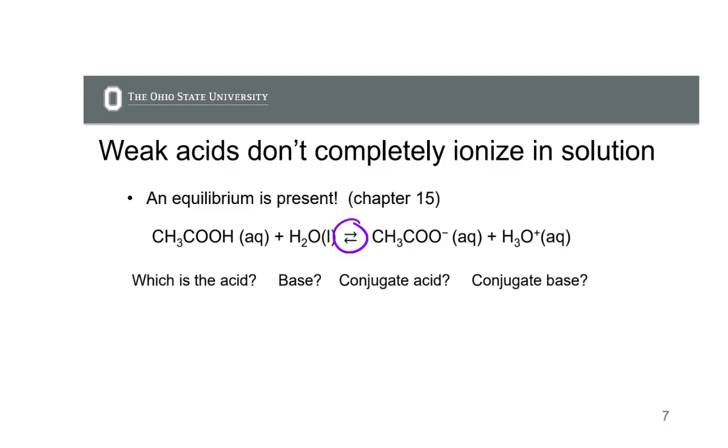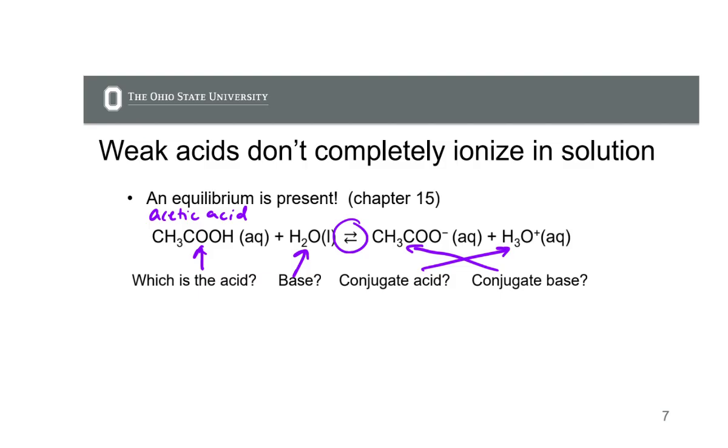This is acetic acid. You're going to see this one frequently in examples. So this is our acid. In this case, water is going to act as a base in this equilibrium, which means H3O plus is the conjugate acid, and CH3COO minus is the conjugate base, that's referred to as acetate ion. So you might see that come up.